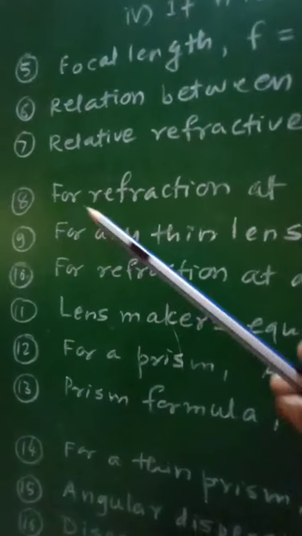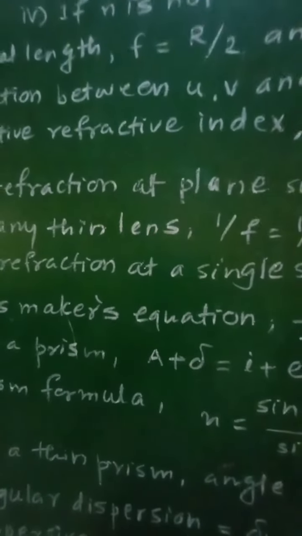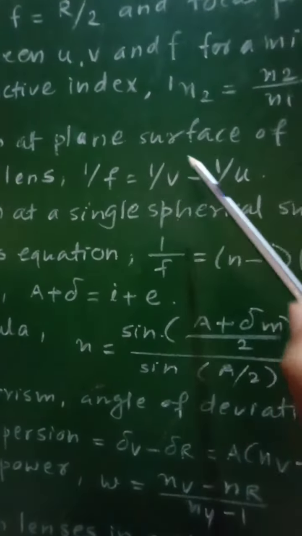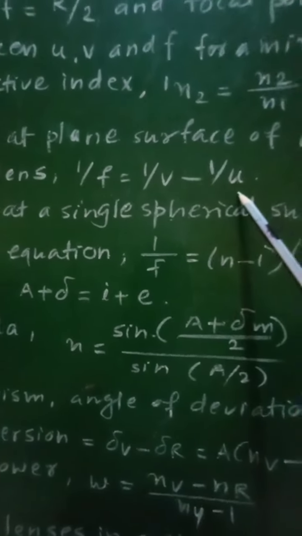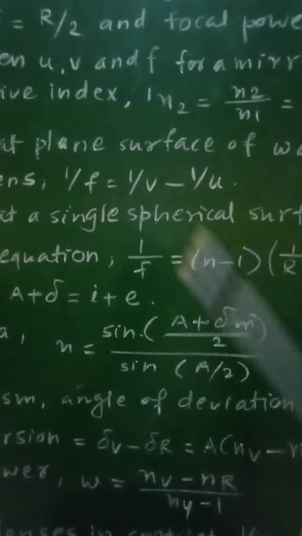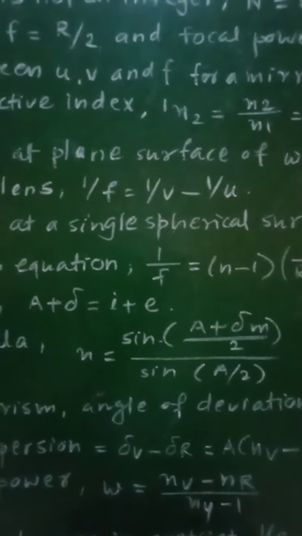Then the ninth formula is for any thin lens. If you consider any thin lens, then we can write 1 by f is equal to 1 by v minus 1 by u. It is for only thin lens.